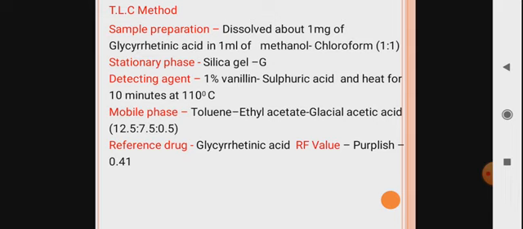Stationary phase: silica gel G. Detecting agent: 1% vanillin-H2SO4 is used as a detecting or coloring agent, and heat for 10 minutes at 110 degrees Celsius for activation purpose. Mobile phase: toluene, ethyl acetate, glacial acetic acid, in the proportion 12.5 to 7.5 to 0.5. Reference drug: glycyrrhetinic acid. The RF value is purplish 0.41, which is the standard RF value for glycyrrhetinic acid.